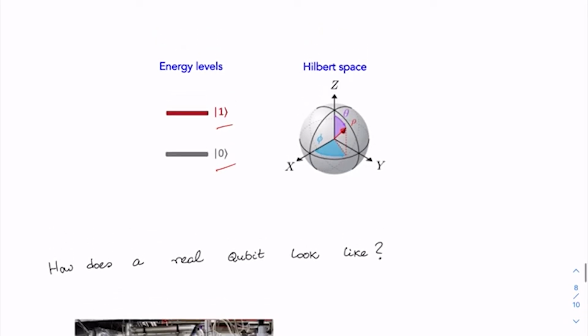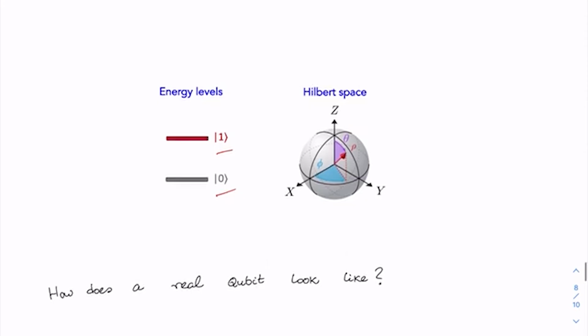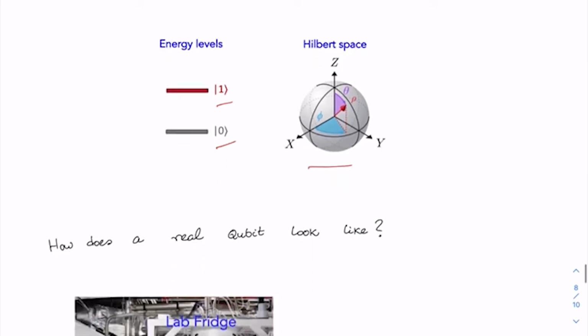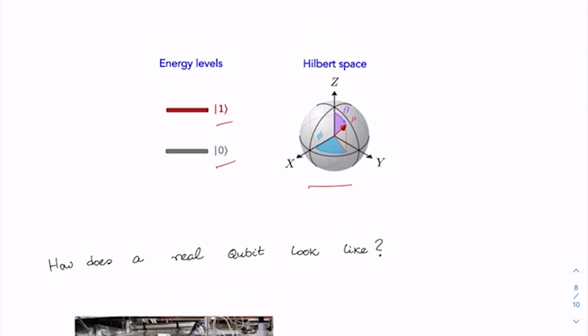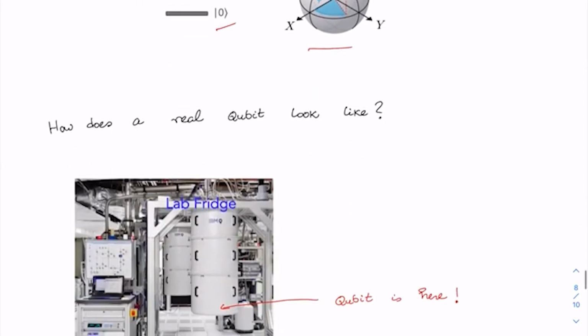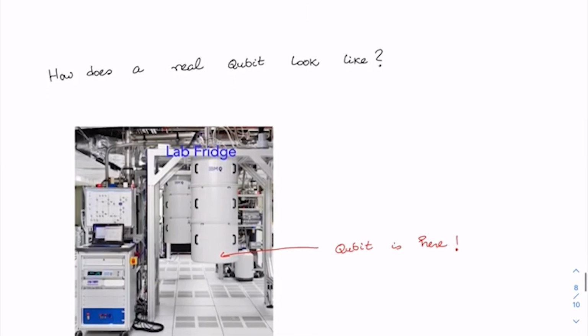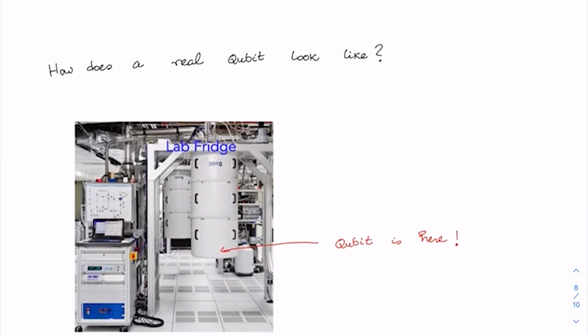K0 referring to the ground state while K1 denoting the excited state. We learned in the previous module that a qubit can be represented in the so-called Bloch sphere in the Hilbert space. Now the question is, how does a real qubit look like? Because so far we have discussed qubits in the abstract Hilbert space only, but how does it look in a real laboratory? So here is a picture of a real device made by the company IBM.